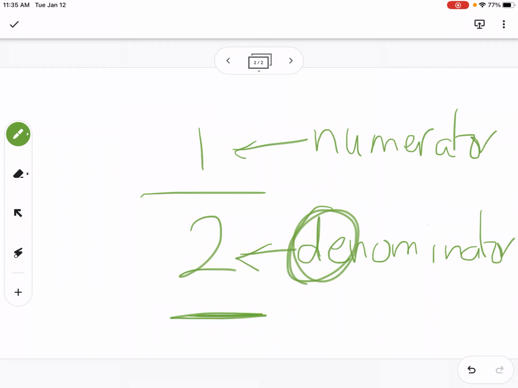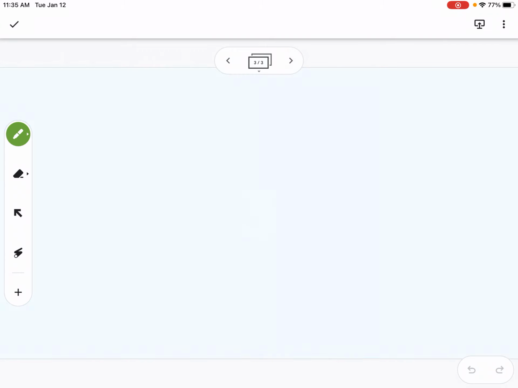So a fraction's got two numbers in it, a top number, bottom number. Top number is called the numerator, bottom number is called the denominator. But the purpose of this video is not just to say what they are called, but what is the meaning of those two numbers. So let's go back to the fraction 1/2 again.